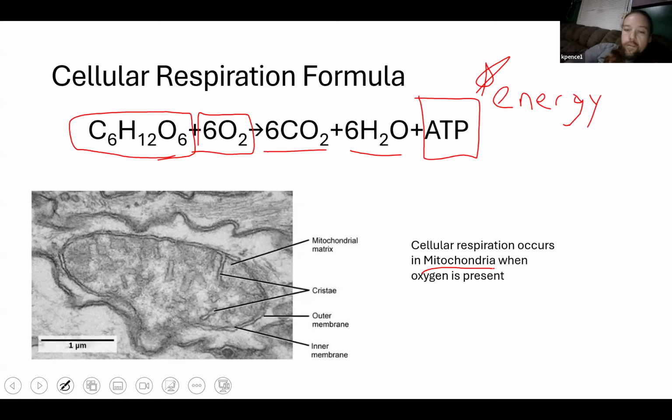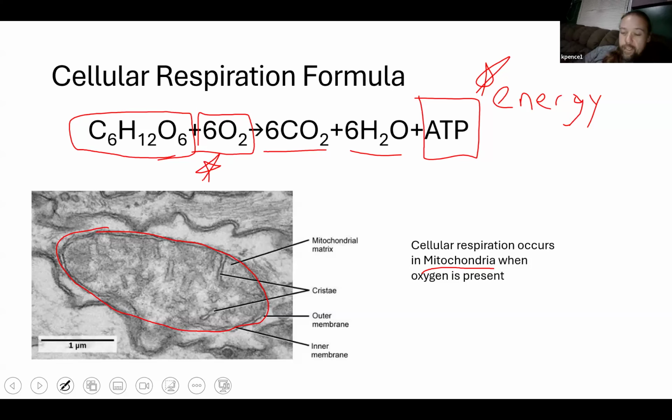So what you're looking at, that little guy right there, the jelly bean, that is my mitochondria. Now, inside there is where you're going to see this process happen. Since we are using the oxygen again, that means we are going to be using the mitochondria.